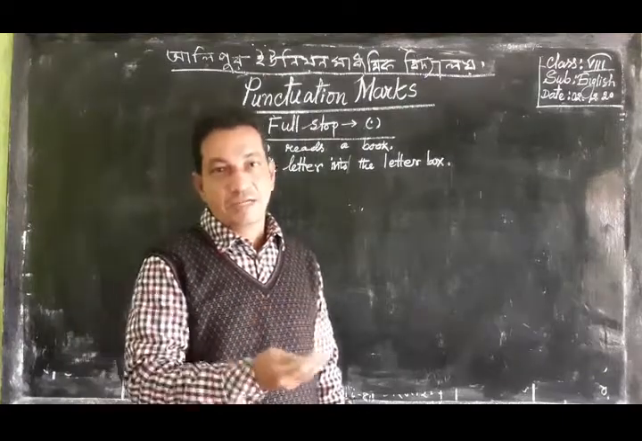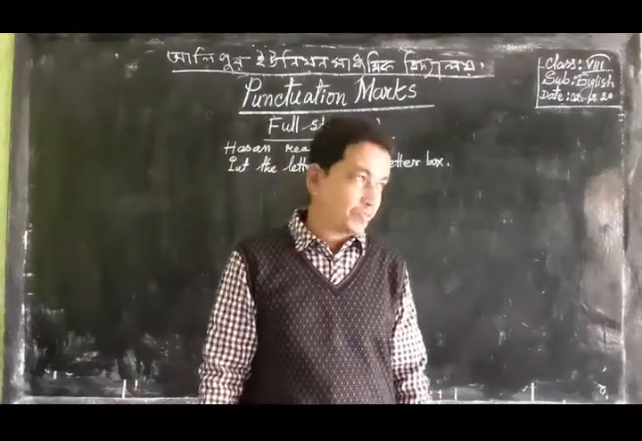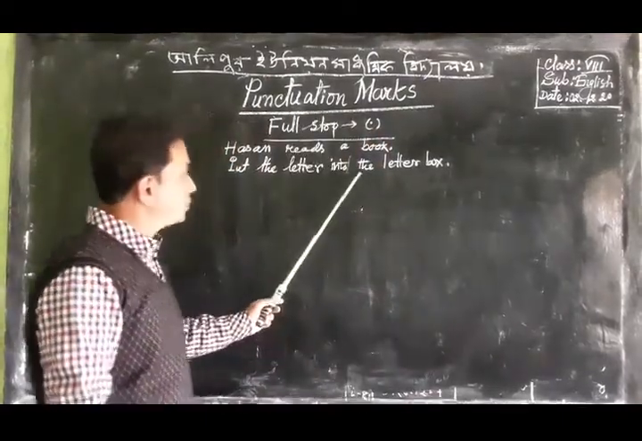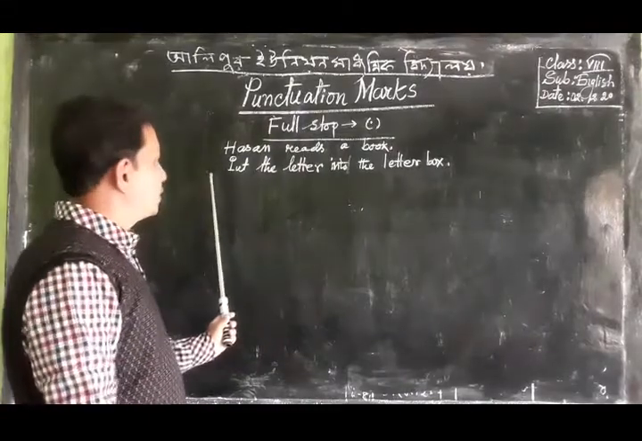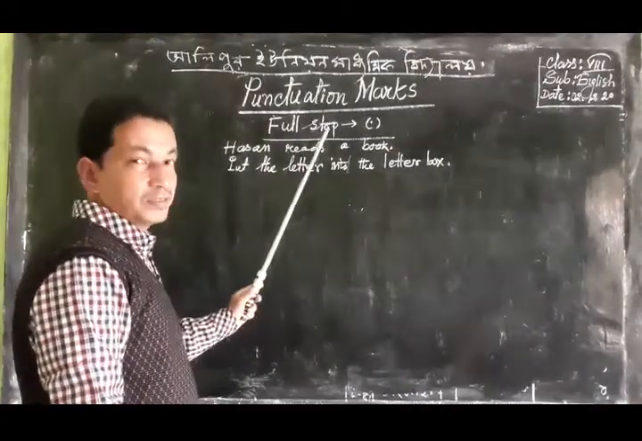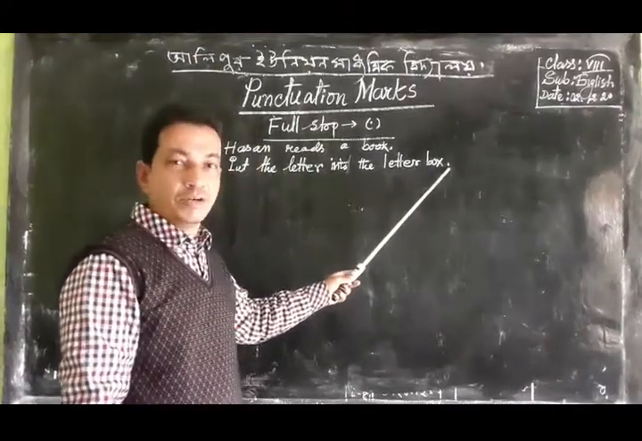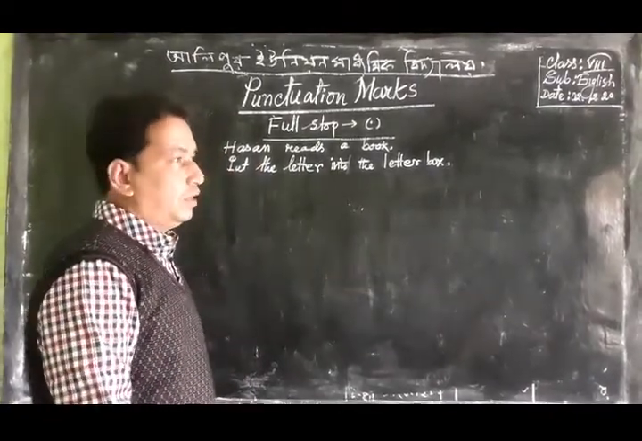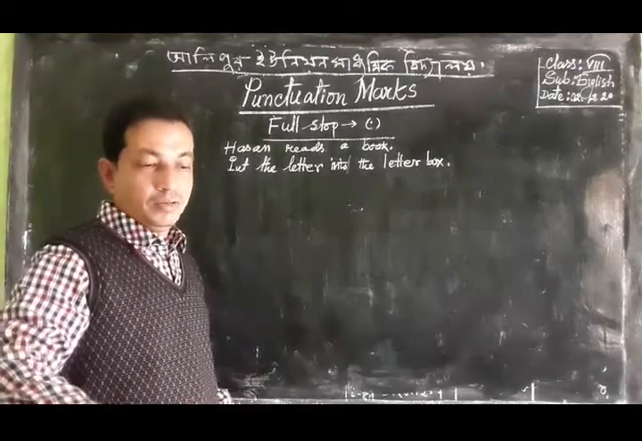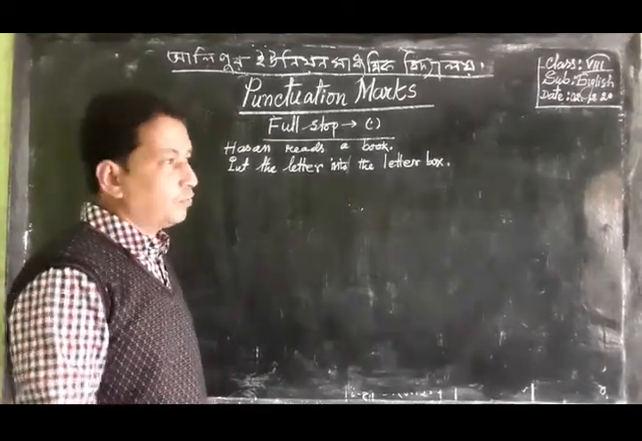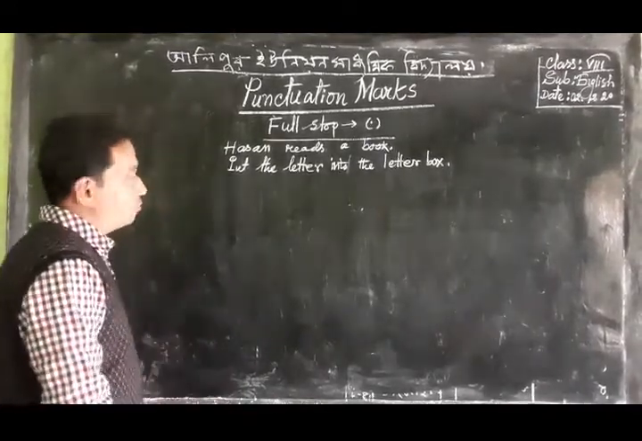Because these types of activities are done in an imperative sentence. So, put the letter into the letter box. It is an imperative sentence, and we must put a full stop at the end of this sentence. Next, I will give another example of an optative sentence.